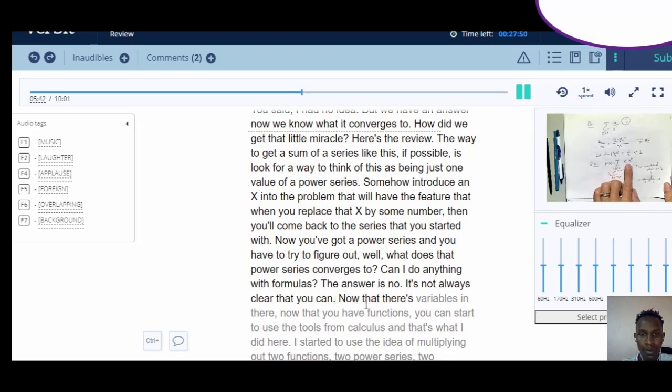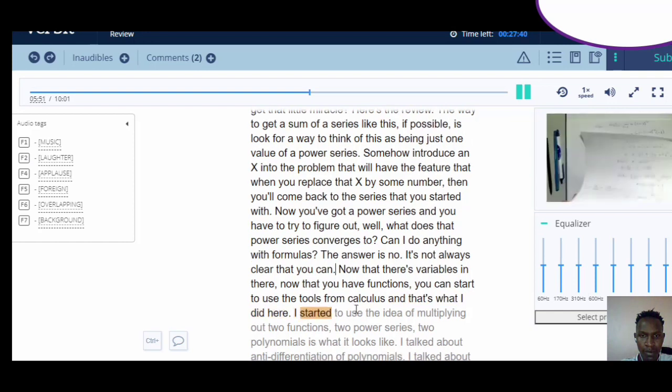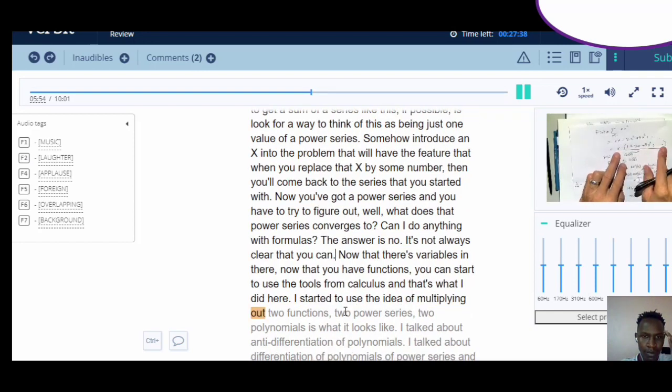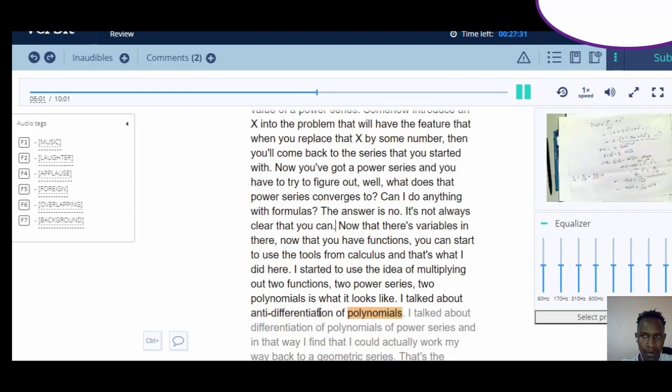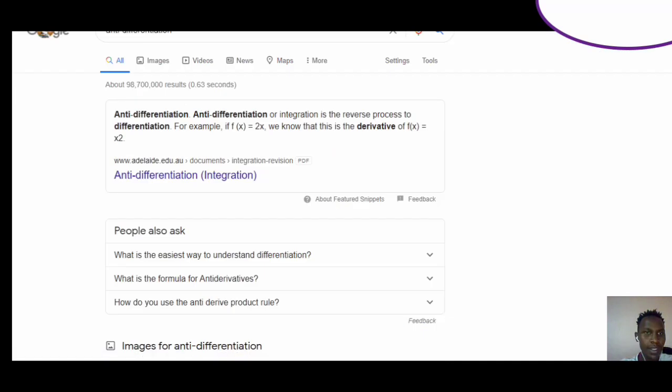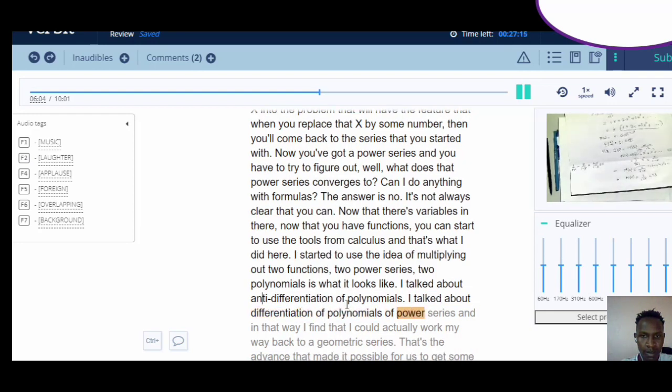But now that there's variables in there, now that you have functions, you can start to use the tools from calculus. And that's what I did here. I started to use the idea of multiplying out two functions, two power series, two polynomials is what it looks like. I talked about anti-differentiation of polynomials. I talked about differentiation of polynomials, of power series.